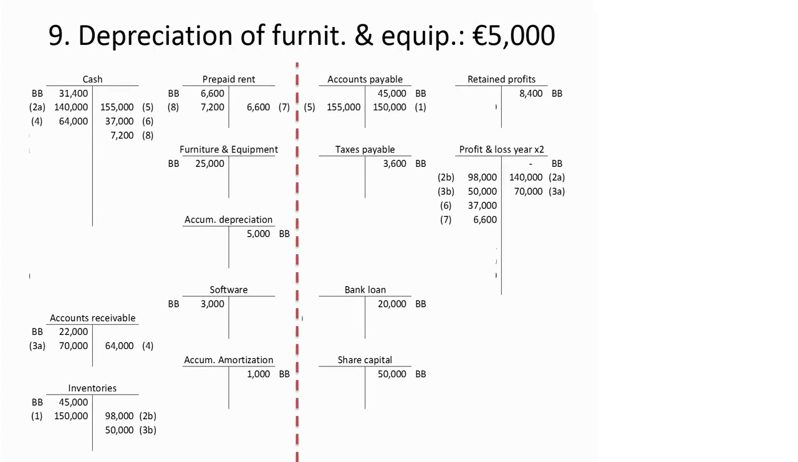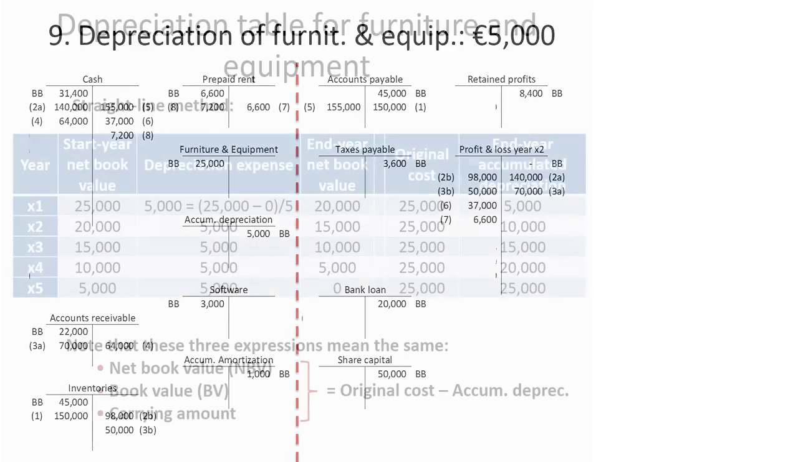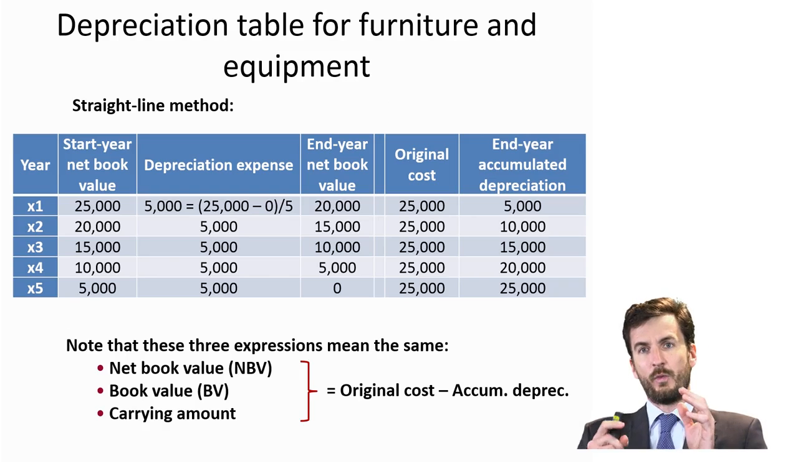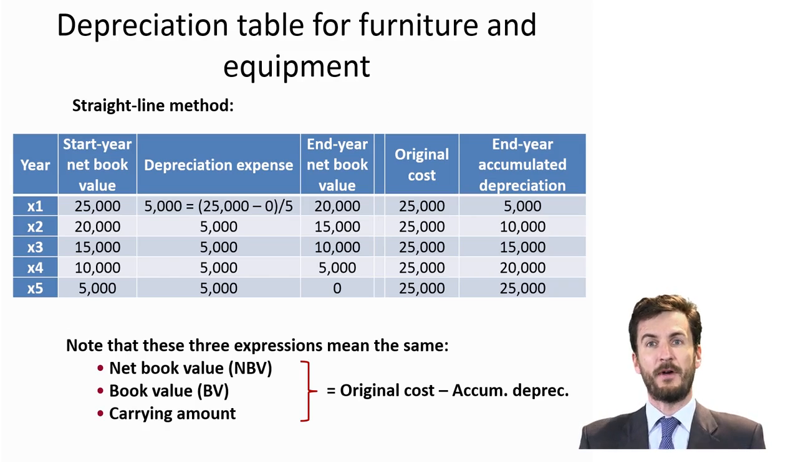Remember that we purchased the furniture and equipment at the end of year X0, and the useful life that Christine estimated for this furniture and equipment is 5 years. So every year, the furniture and equipment is losing value. Recall that the depreciation schedule we estimated in the previous period was the following that you see on the table. So as you see, we take the total purchase cost minus the salvage value of 0, so 25,000 minus 0 divided by 5 years.